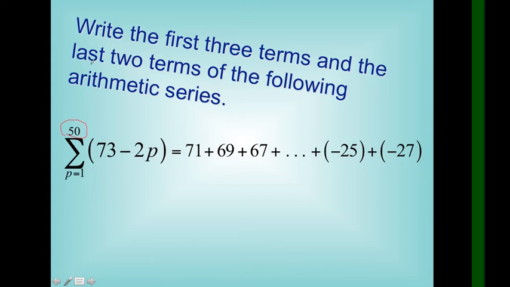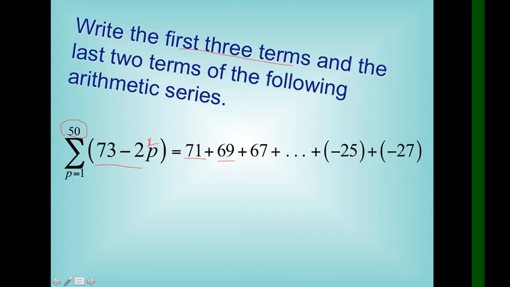So if we're looking for the first three terms of this equation, the first we will use is 1, 2, and 3. So 1 first. If we change p to 1, 2 times 1 is 2, and then 73 minus 2 is 71. So that's the first term. If we make it 2, that's negative 2 times 2, which is negative 4, and 73 minus 4 is equal to 69. So that's the second term.